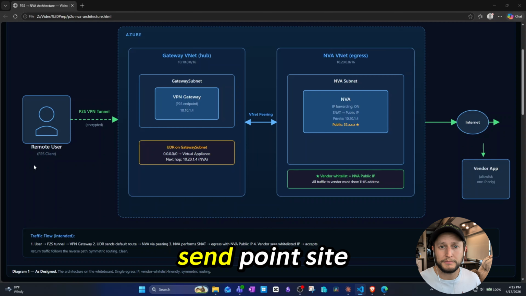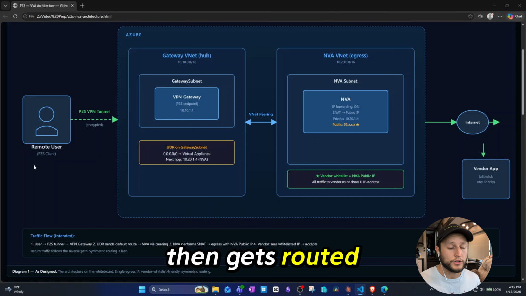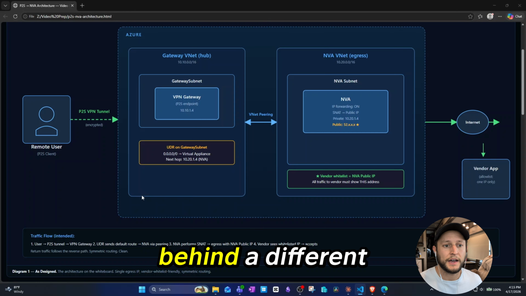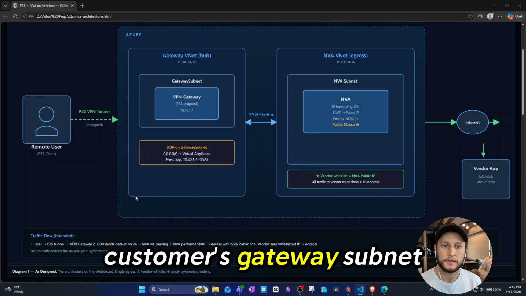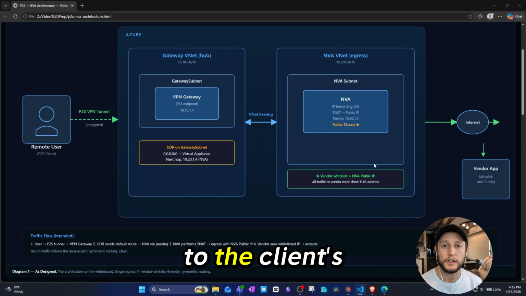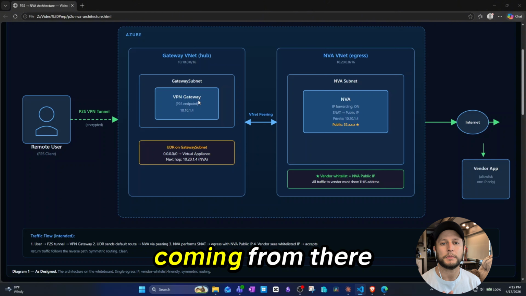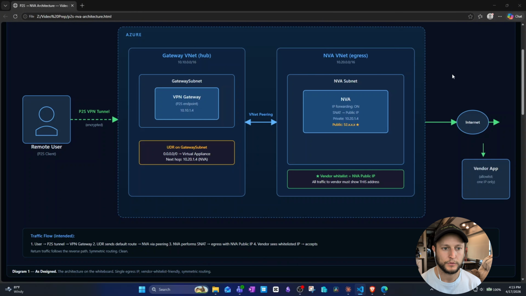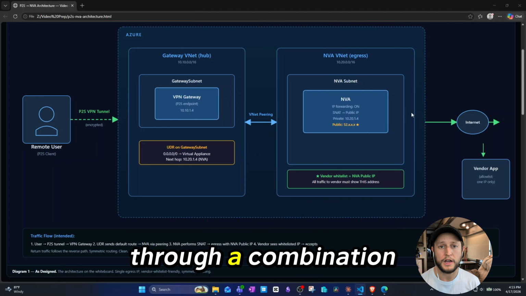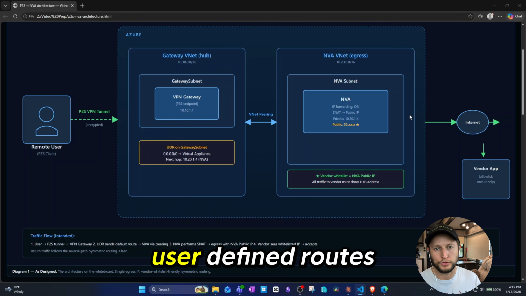End user remotes in, point-to-site, to an Azure Virtual Network Gateway. All of their traffic then gets routed to an NVA, which is sitting behind a different virtual network that is peered to the existing customer's gateway subnet, which is peered to the client's existing virtual network. The NVA, which is run off a Linux VM, is doing all the NATing so that any traffic that goes out is coming from the public IP of the NVA, which you can see right here. This is accomplished through a combination of the virtual network gateway, the peering, and UDRs, or user-defined routes.